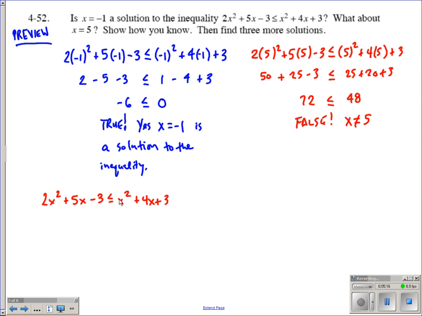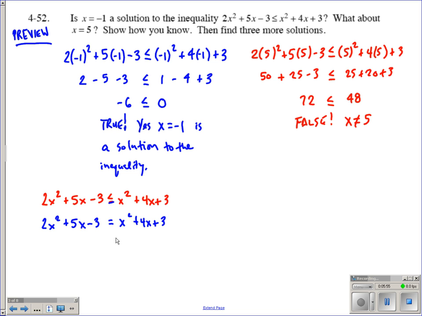Well, I'm going to focus right now on the equals part of this, because I could solve this for x and figure out here what values of x make these equal to each other. And since they are quadratic, chances are there's probably going to be two solutions. There may not be, but we'll see what happens. Let's go ahead here, and I'm actually going to just treat it like it's an equation. 2x squared plus 5x minus 3 equals x squared plus 4x plus 3.